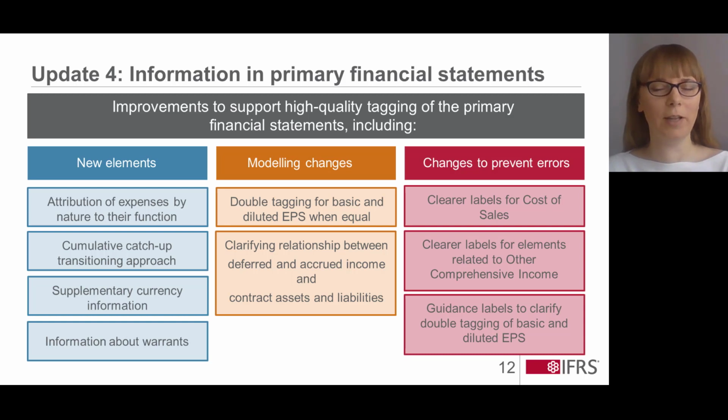We clarified labels for elements related to other comprehensive income. For example, we have clarified which elements should be used for tagging OCI before reclassification adjustment and which for tagging OCI after reclassification adjustment. We also added guidance labels for some elements to help companies avoid incorrect tagging. For example, as mentioned before, we added guidance for elements related to basic and diluted earnings per share to explain that companies should use both elements to tag the amount of basic and diluted earnings per share when it is equal.